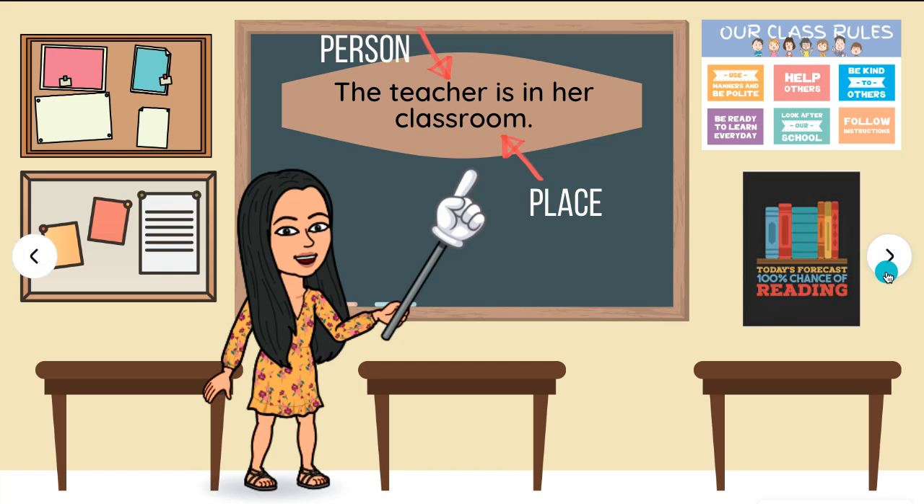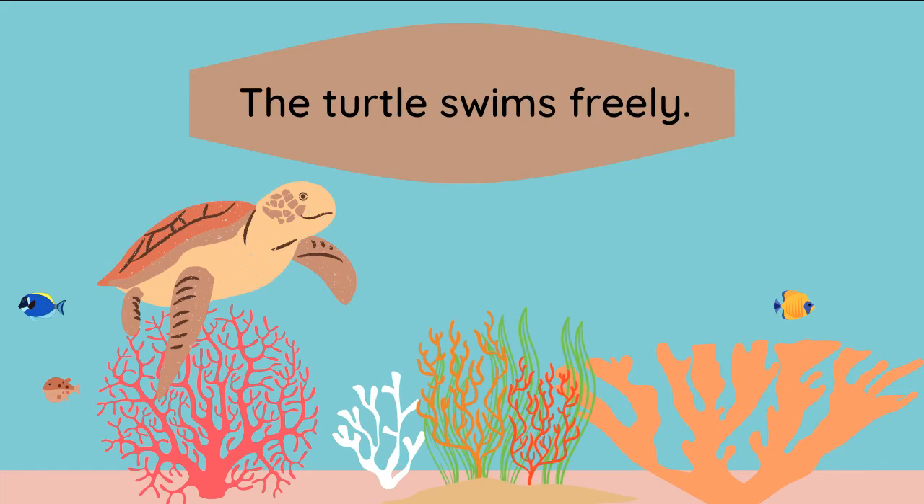Let's look at another example. The sentence reads, the turtle swims freely. Can you figure out what the noun is? Remember, a noun names a person, place, thing, or animal. So the noun in this sentence is turtle, and it is an animal.